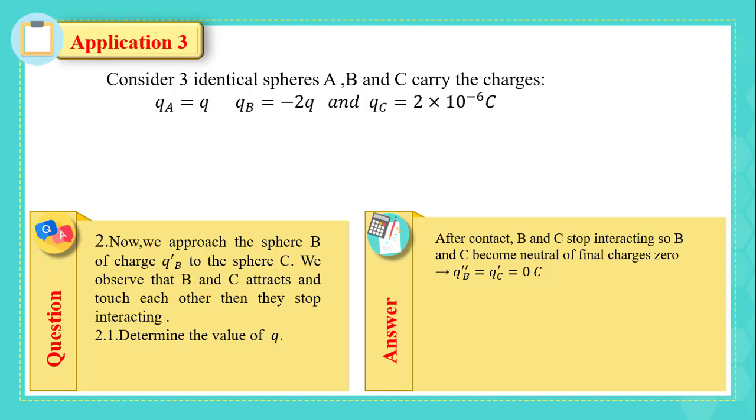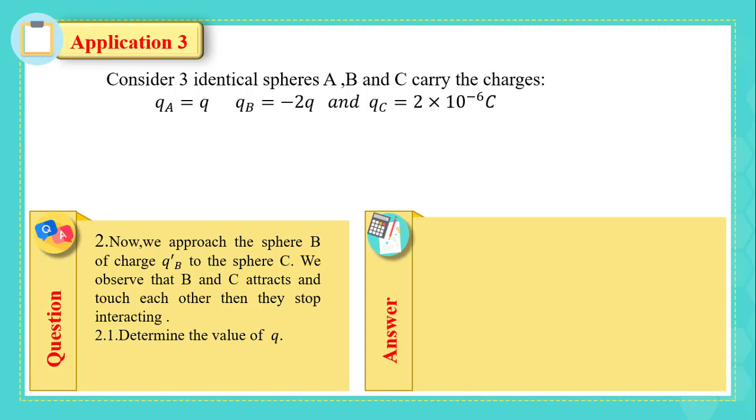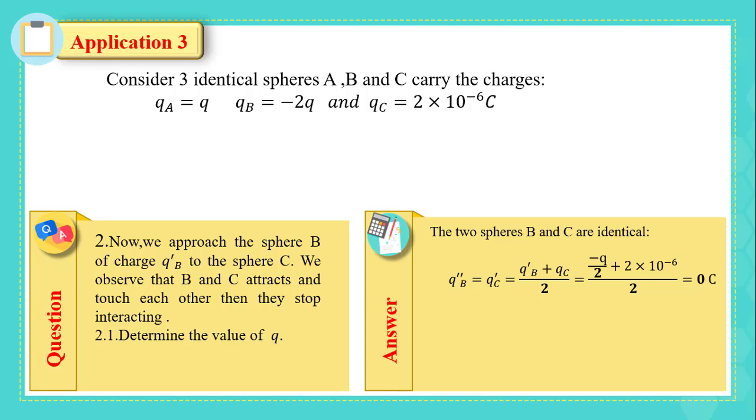Applying the law of conservation of charge between B and C, Q prime B plus QC equal Q double prime B plus Q prime C. The two spheres B and C are identical, so be careful about this one. Q double prime B equal Q prime C equal Q prime B plus QC over 2, and it is equal to 0. We substitute the expression of each one instead of the unknown value. So finally, we have Q equal 4 times 10 power minus 6 coulomb.